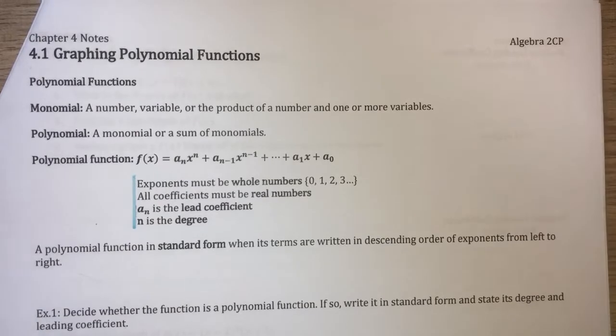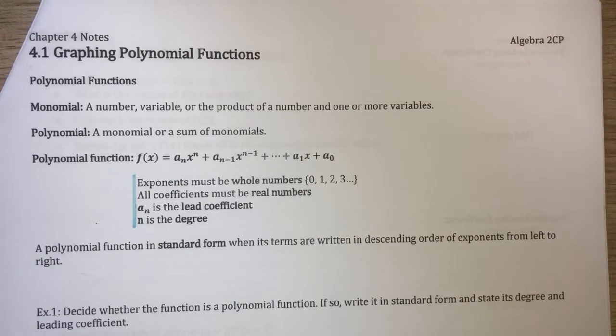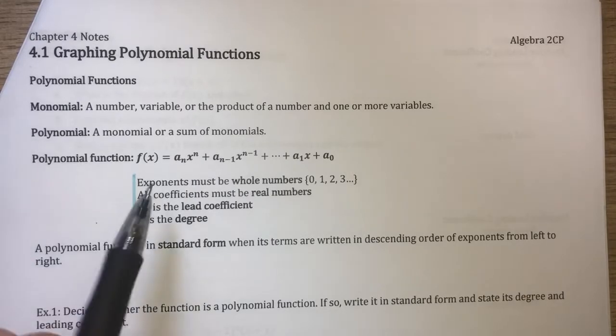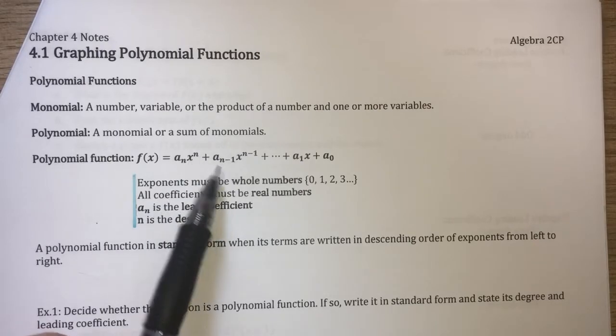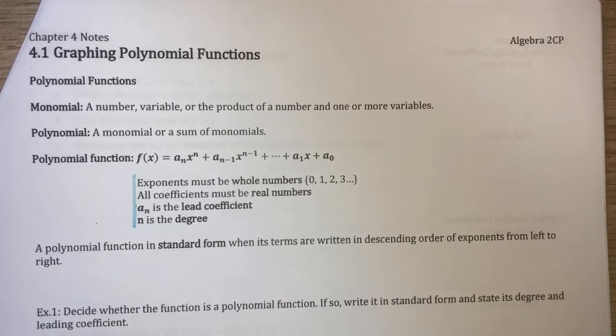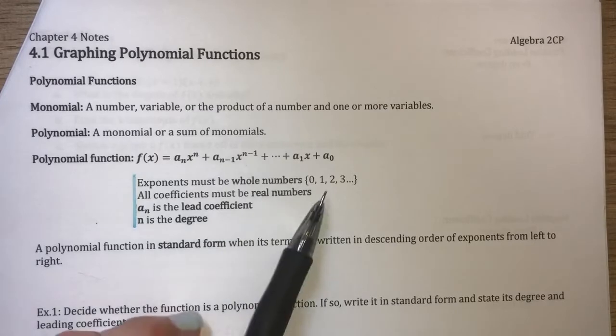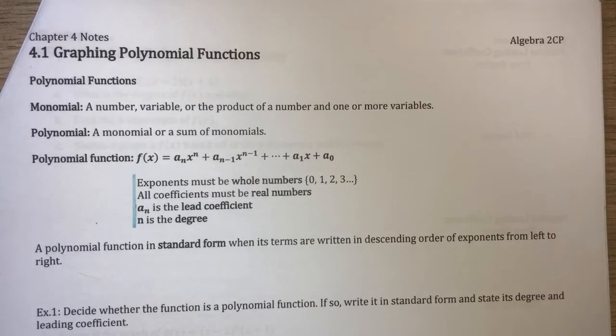And a polynomial function is basically just a polynomial written in function notation. So it's actually creating the input and output aspect of it. It's f of x equals a sub n times x to the nth power plus a sub n minus 1 times x to the n minus 1 power, and so on until you get to your possible constant.